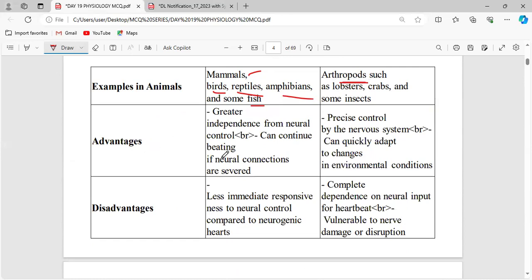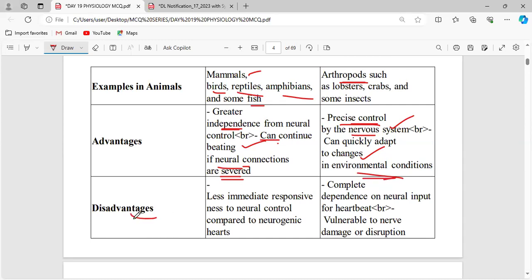And what are the advantages of the myogenic heart and the neurogenic heart? In a myogenic heart, there is independence from neural control, and it continues beating if neural connections are severed. Even if neural connections are damaged or there is a problem in the nervous system, it will continue beating. That is an advantage of the myogenic heart. In the neurogenic heart, there is precise control by the nervous system. As the stimulus is electrical, it quickly adapts to changes in environmental conditions.